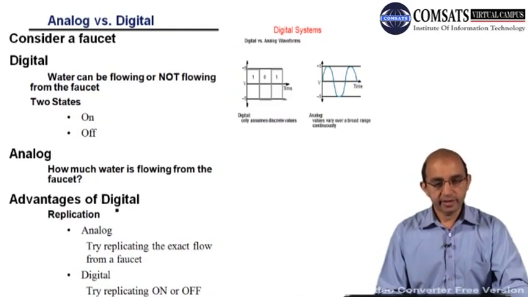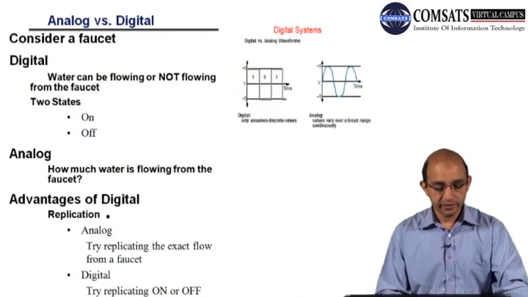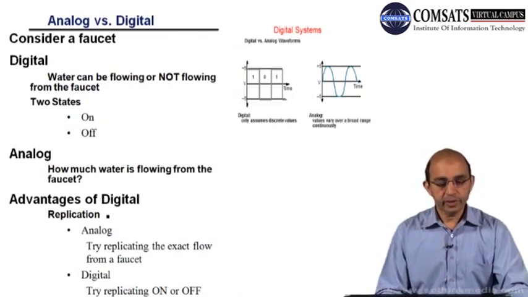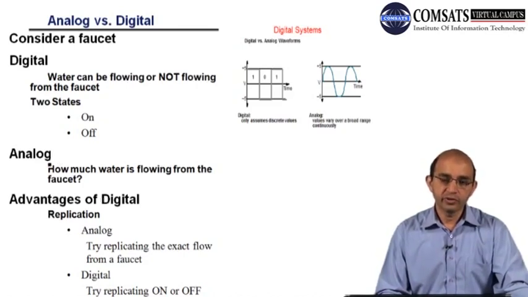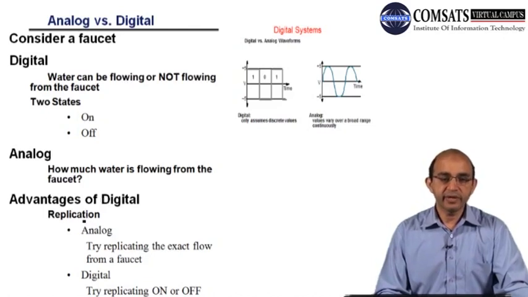There are certain advantages of the digital system. The first one is replication, so it's very easy to replicate. If we take this example again, it's very easy to make it on and off. If you think in an analog way, and you open the tap the first time and want to note down the flow or intensity of water, it's difficult to achieve the same flow of water again.